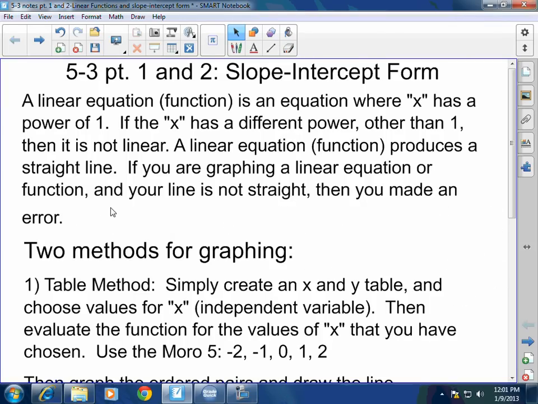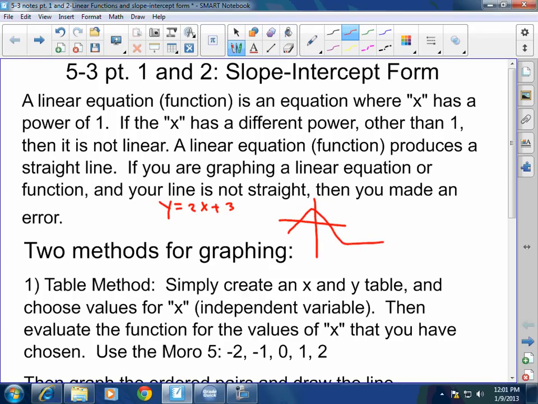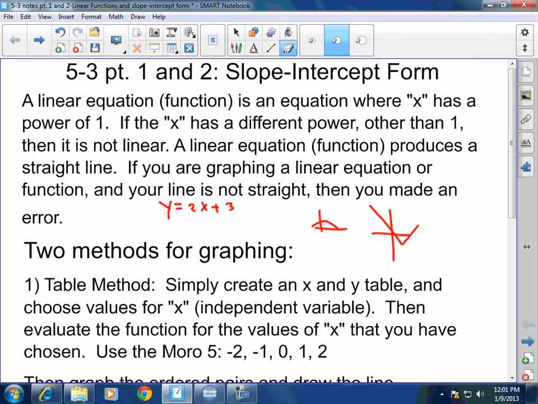For example, if you're graphing y equals 2x plus 3, and you get a graph that looks like this, you messed up. It's no big deal. You're human. But if you see that, you've got to say to yourself, whoa, I did this wrong. I'm going to have to do this again. Because that's going to be a straight line. A linear equation will always be straight. So if you ever have any curves or angles, anything like that, that is not linear. Linear has to be straight throughout. Does that make sense so far?